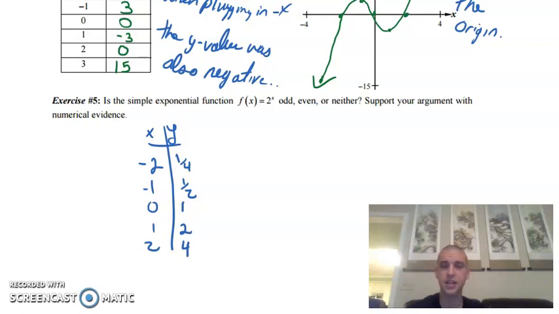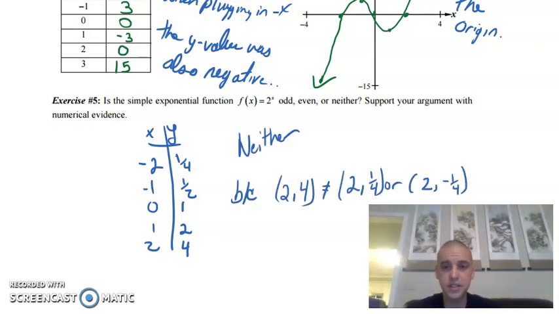Take a minute and write down the answer when you pause it of whether you think this is odd, even, or neither. So pause it, please. And hopefully you guys got neither. And here's my reasoning. Because 2, 4 does not equal 2, 1/4 or 2, -1/4. And the reason why I wrote that is because when you plug in a -2, you get 2. And it needs to equal either 1/4 or negative 1/4 for it to be even or odd. And you don't get that.